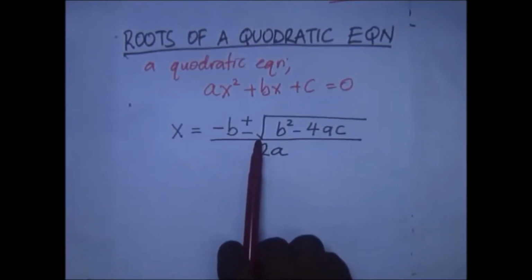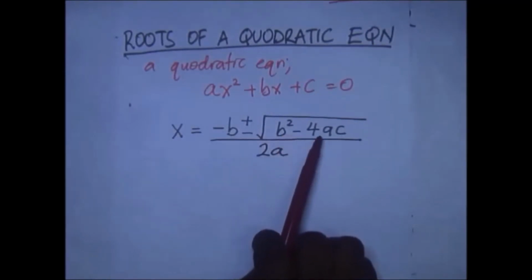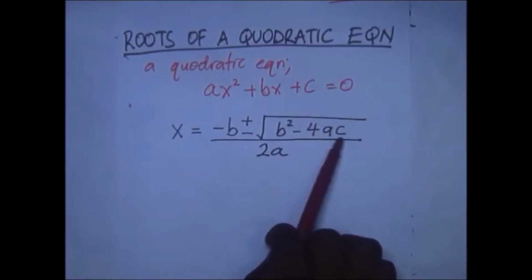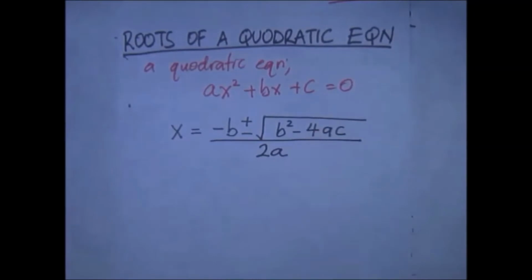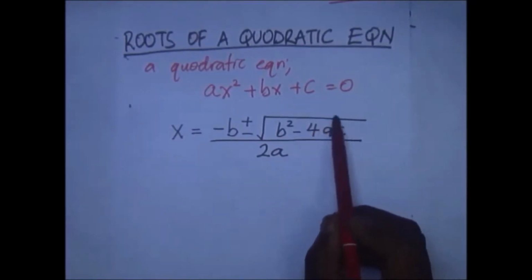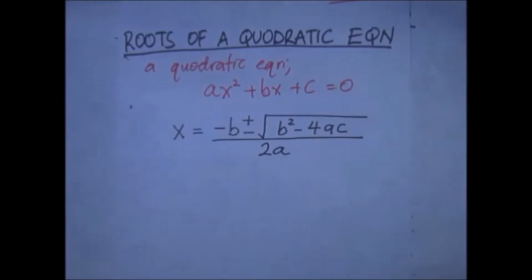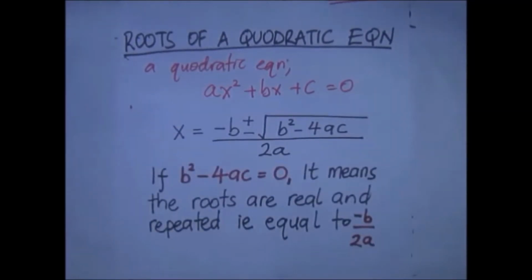Now, in that method that we use to solve a quadratic equation, the term b squared minus 4ac is referred to as the discriminant. And the discriminant is what determines the nature of the roots of the quadratic equation. So now let's explore the possibilities here. If b squared minus 4ac is equal to 0, it means that the roots of that quadratic equation are real and repeated, and therefore are equal to negative b over 2a.